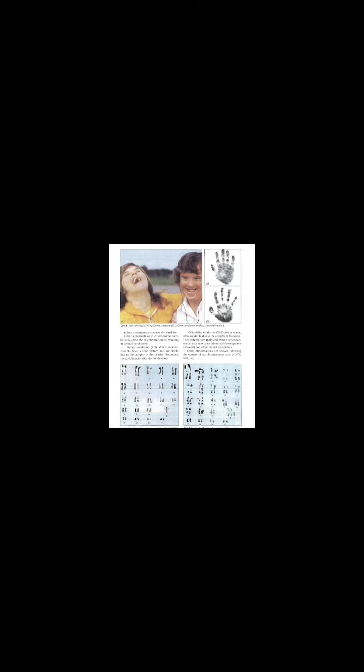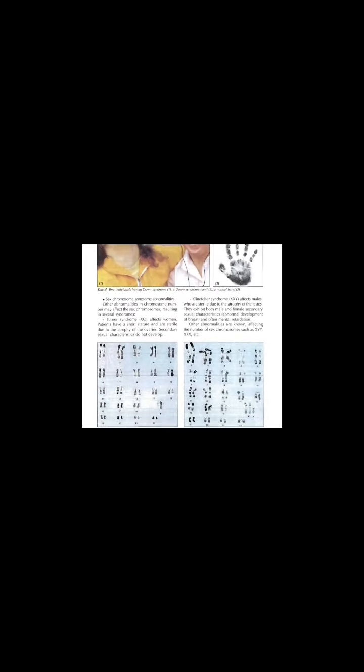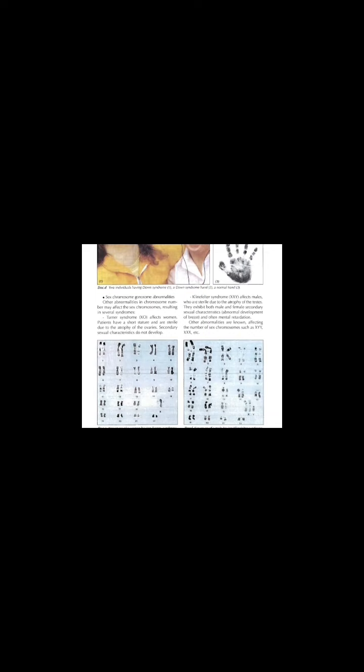I have two syndromes. I have Turner syndrome, XO, meaning on the pair 23 I have only one X. This is a girl, surely, because there is no Y. Patients have a short stature and they are sterile. Surely they are sterile because of the atrophy of their ovaries.